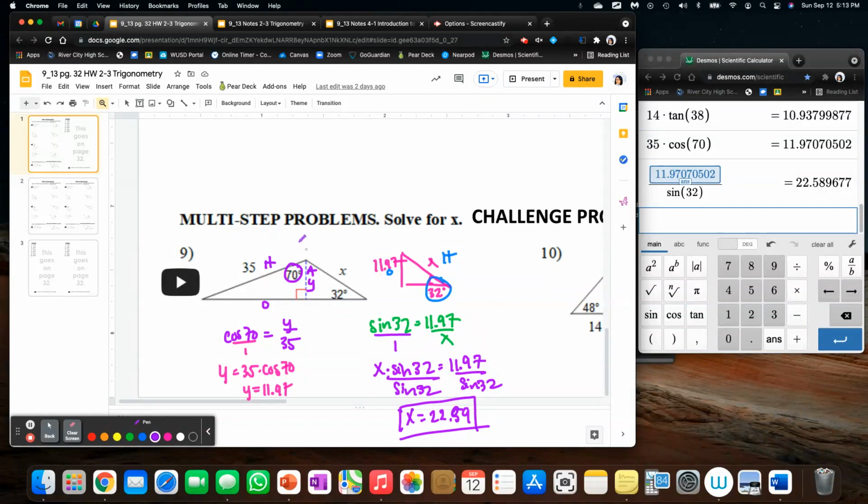So just a two-step problem, solve for the shared side first. Once you have the shared side, you have another triangle, and then you can go ahead and solve for the side that you're looking for.